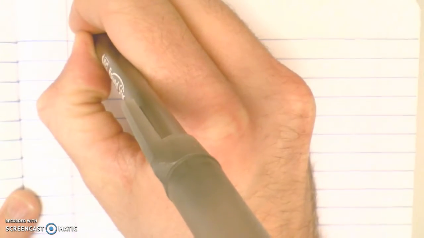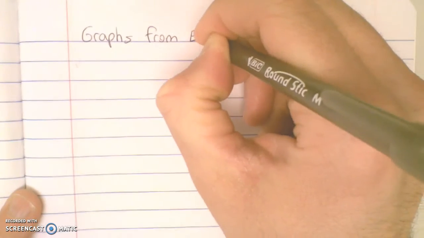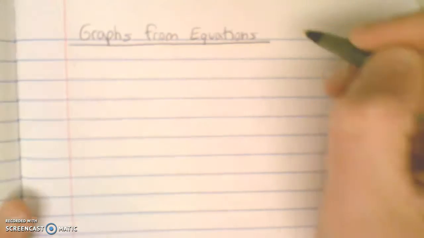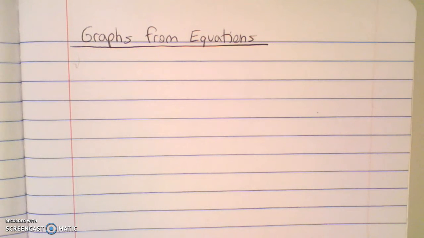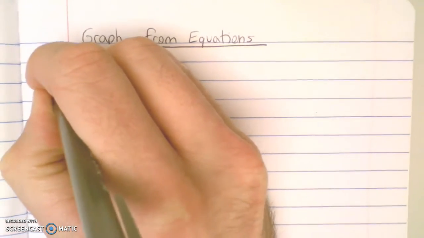All right, now we're going to practice using equations to graph lines. So we're going to do graphs from equations. Make sure you put today's date at the top left-hand or right-hand portion of your notes. We're just going to jump right into these. We're going to continue what we did yesterday, where we're just practicing completing tables using equations.